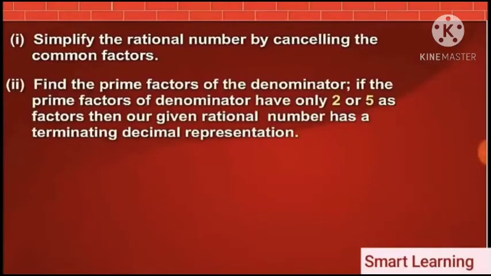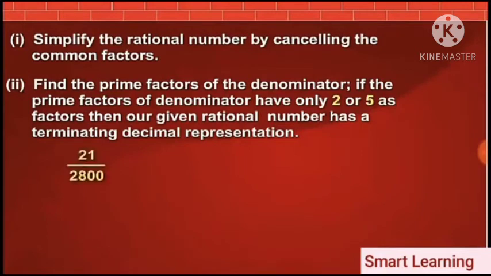And then find the prime factors of the denominator. If the prime factors of the denominator have only 2 or 5 as factors, then our given rational number has a terminating decimal representation. Let us understand this with an example.